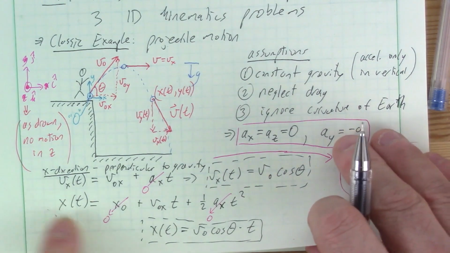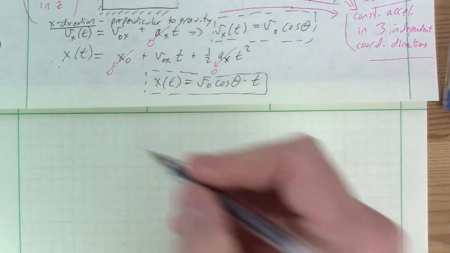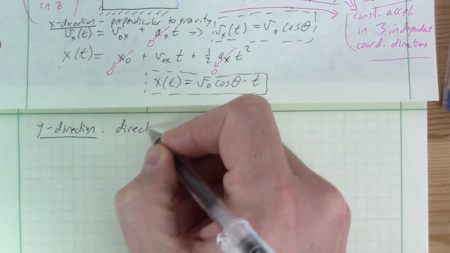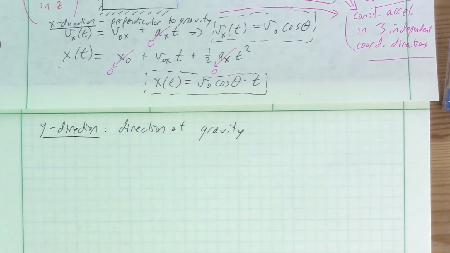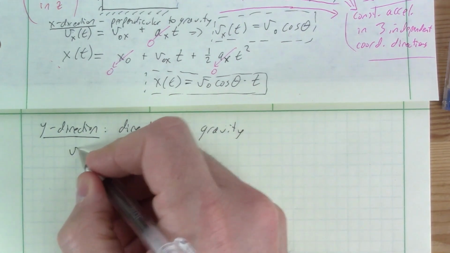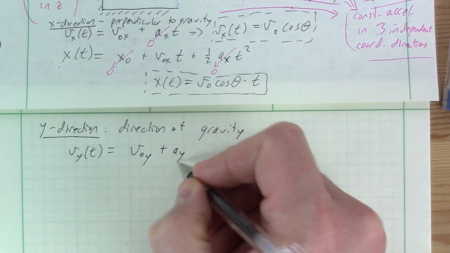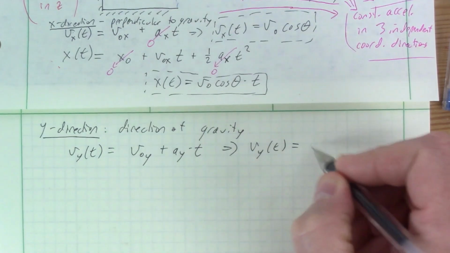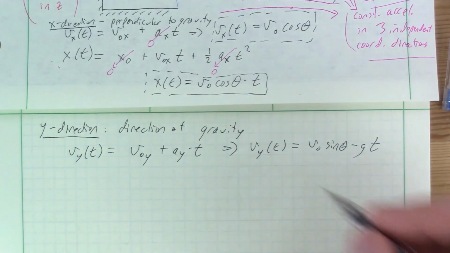Great. Now let's do the y direction too. This is only one direction. In the y direction, this is the direction of gravity. We still have a constant acceleration, but it's not 0. So it's a little bit more complicated, but constant, so we can still use these general kinematic relationships. We just don't cross that out. So Vy of t is then v naught sine theta, and then Ay is minus g, our acceleration in the y direction.